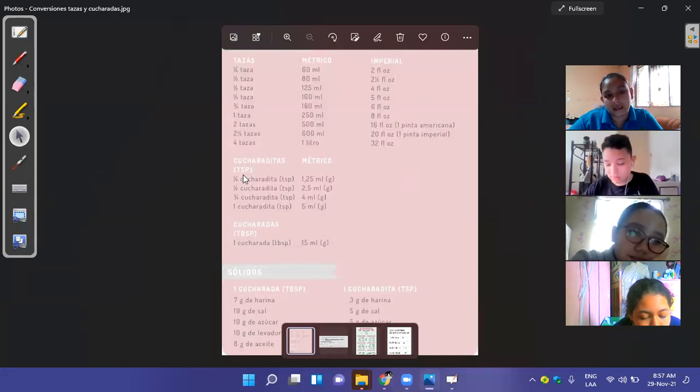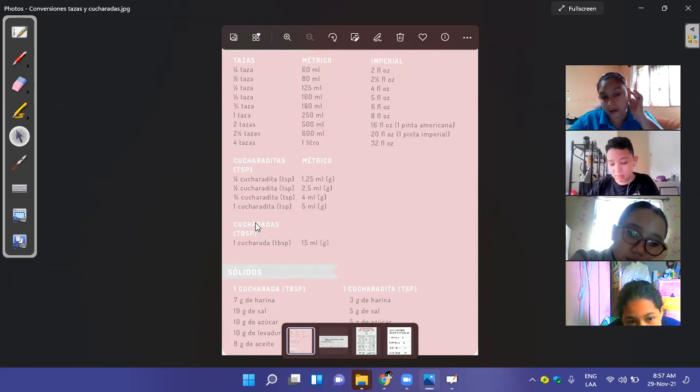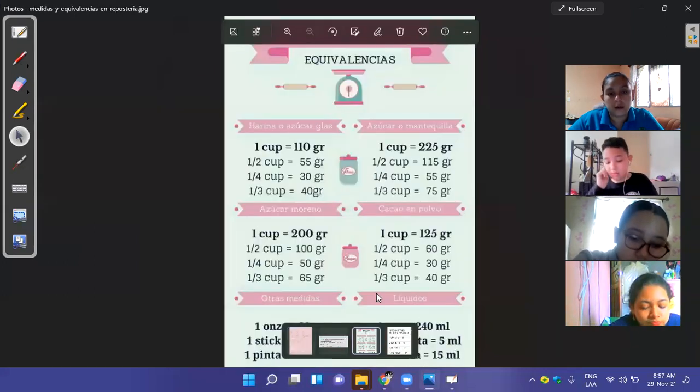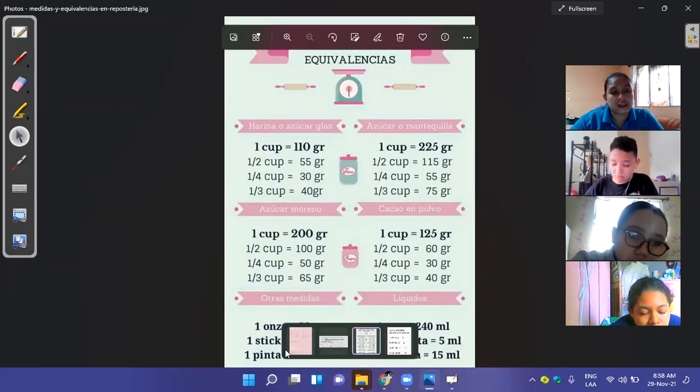Also, cucharadita is TSP, which means teaspoon. And cucharada is TBSP, which means tablespoon, okay? Teaspoon, the small one, tablespoon, the big one. Okay, so some of you might have, for example, use harina in the comment, okay? Between parentheses, use harina from the pink image. So you need to use either this one or this one, according to what you are being requested to change. I also have this other one, the blue one, where I might ask you to change a stick to milligrams, or I can ask you to change cups to grams, okay?